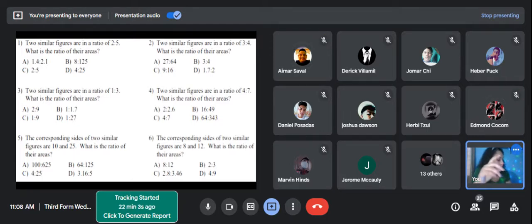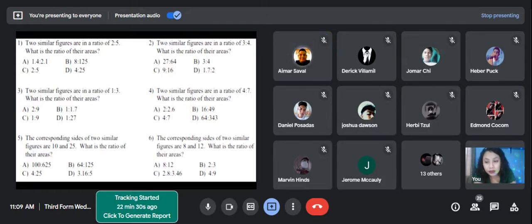What is the answer for number 2? 9 to 16, miss. 9 to 16, very good. What is the answer for number 3? 1 to 9. Very good, Eimer. What is the answer for number 4? 16 to 49. Very good. For number 5.